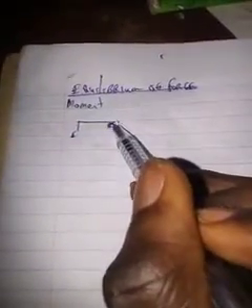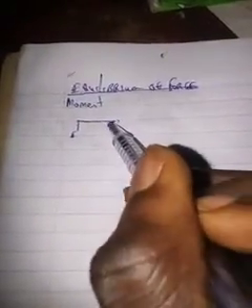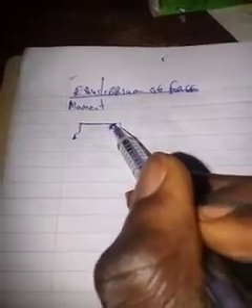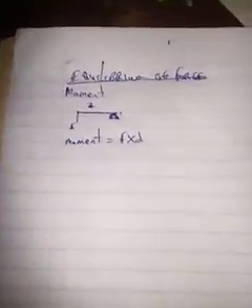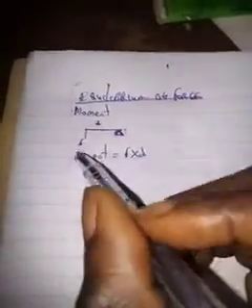The point at which you are applying the force is the point. This is the line of action of the force, and this is the perpendicular distance of the force. So our moment here will be force times distance. You understand my point now? So let's talk about the principle of moment.